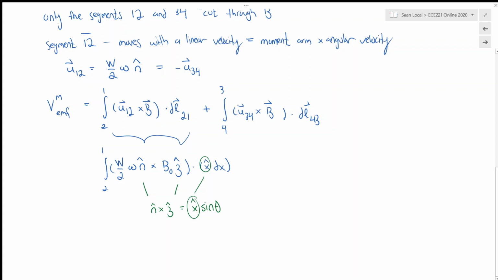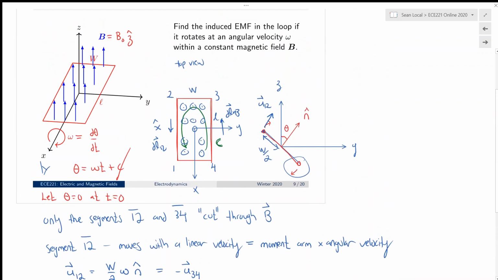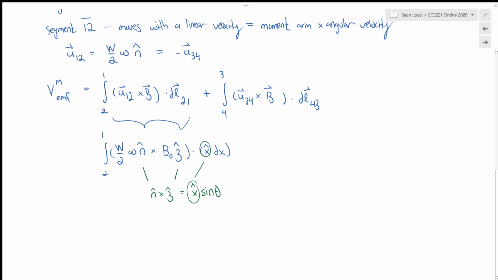So writing a simpler expression for this, we can see that if we integrate this expression, we're integrating with respect to x. x doesn't appear anywhere in our expression, so we're going to end up with the length of the segment from 1 to 2, which in our diagram was labeled as L. Right? So the result of this will be L times W over 2 times omega B naught sine theta. That's going to be the contribution from segment 1, 2.